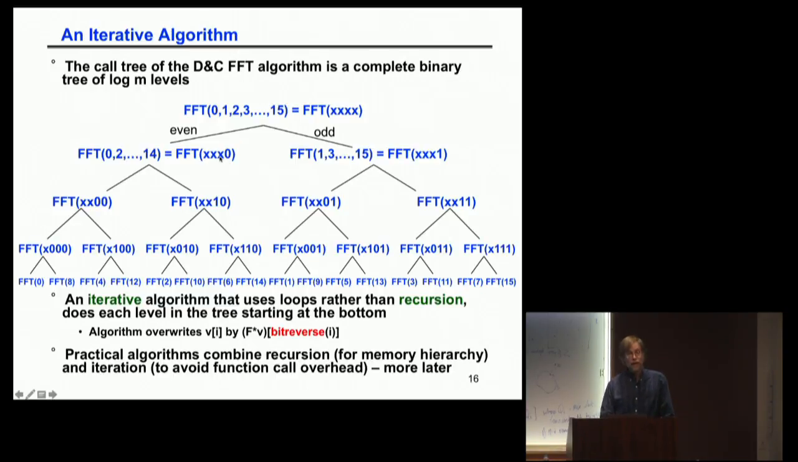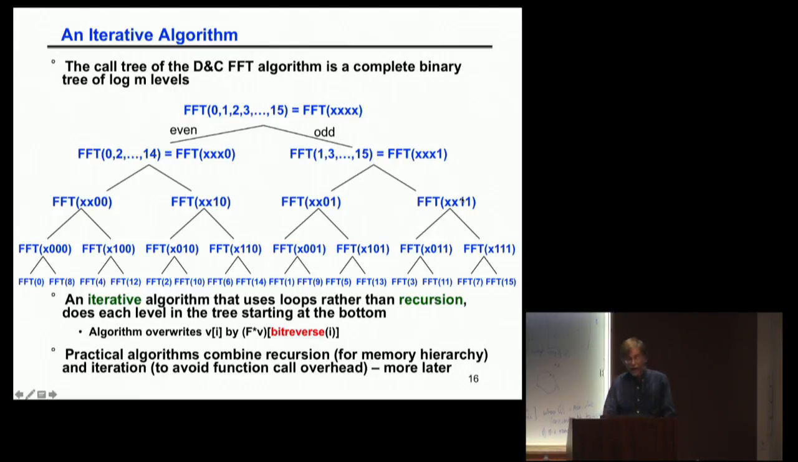I take the next bit and I set it to 0. That gives me the even ones. And the odd ones, I take that next bit and set it to 1. And over here, again, I'll take that bit and set it to 0 to get the evens, take that bit and set it to 1 to get the odd ones.